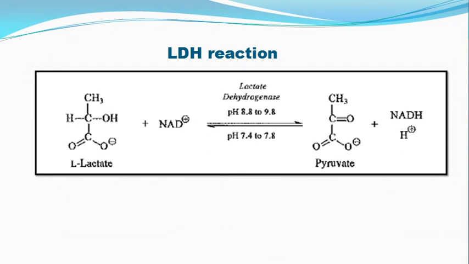Now this is the reaction showing how lactate dehydrogenase acts. L-lactate, with the help of lactate dehydrogenase and in the presence of NAD plus, which acts as a coenzyme, at pH 8.2 to 9.8 is converted to pyruvate as well as NADH plus H plus. For the backward reaction, pyruvate is converted to lactate at pH 7.4 to 7.8.